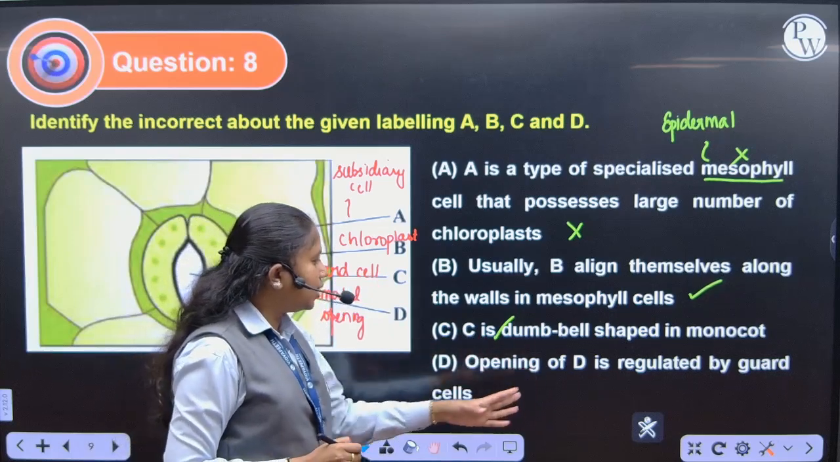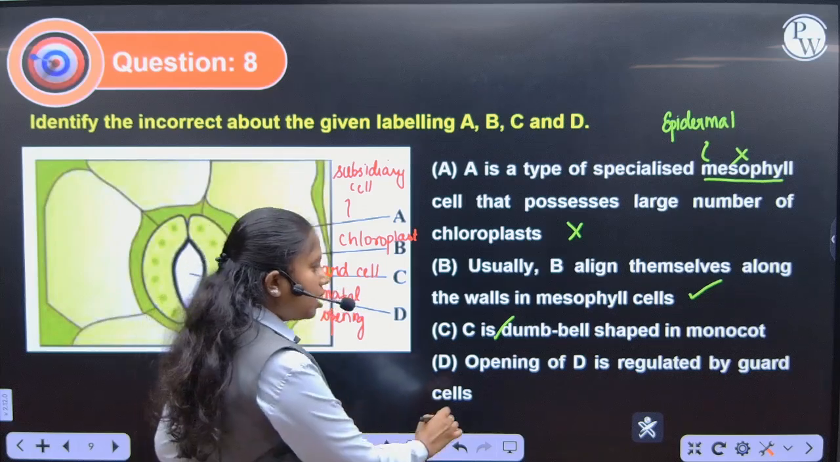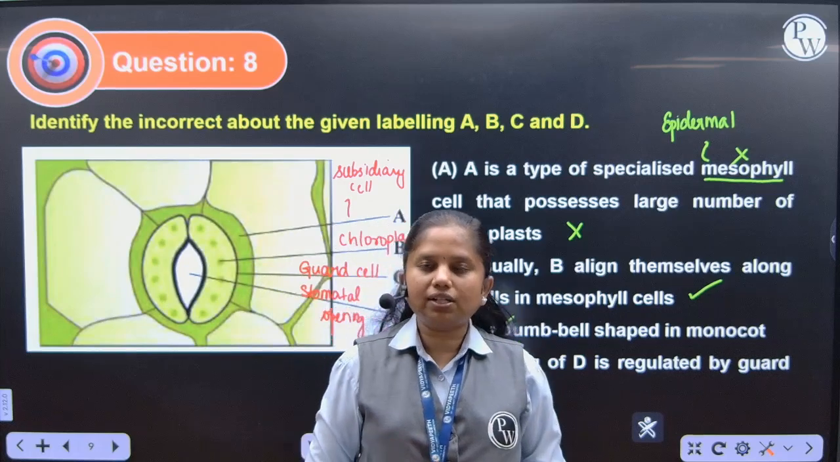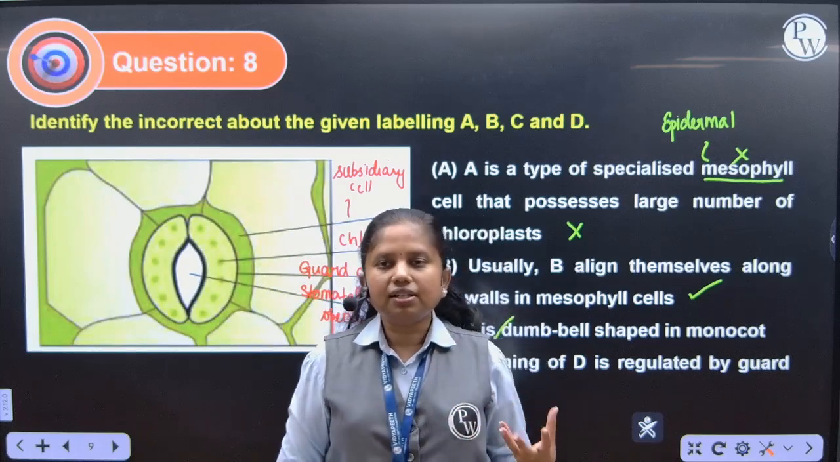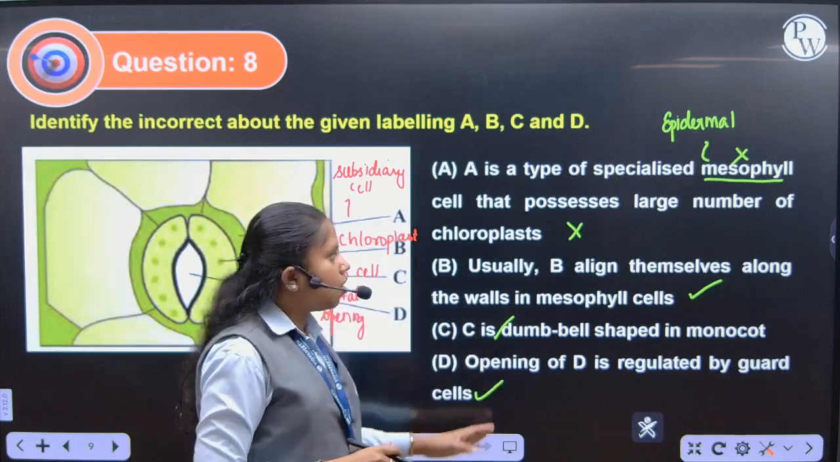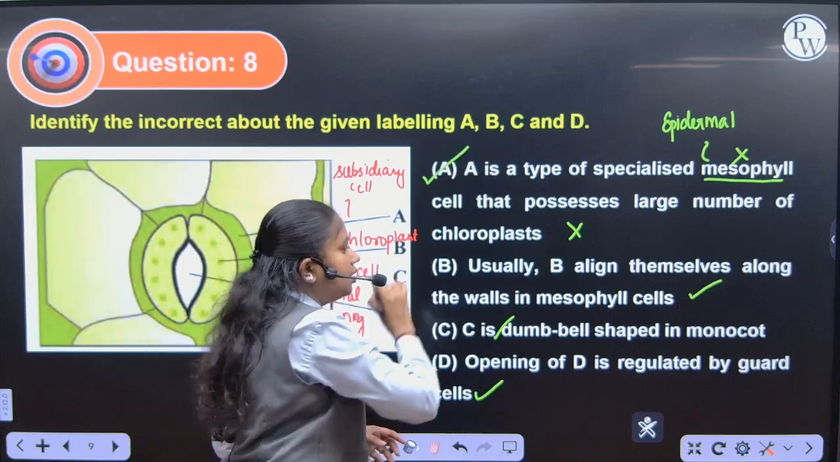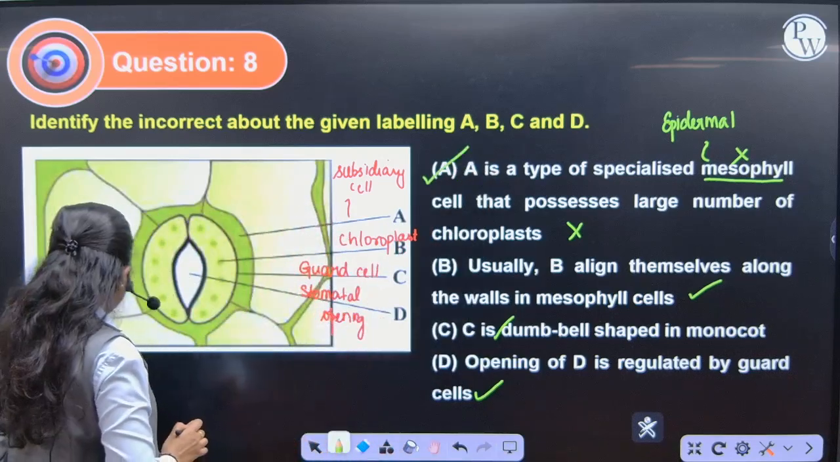Opening of D is regulated by guard cells. Again, yes. The opening and closing of stomata is regulated based on whether the guard cell is turgid or flaccid. So all these three options are right. So the incorrect one will be option A, and the correct answer is also option A.